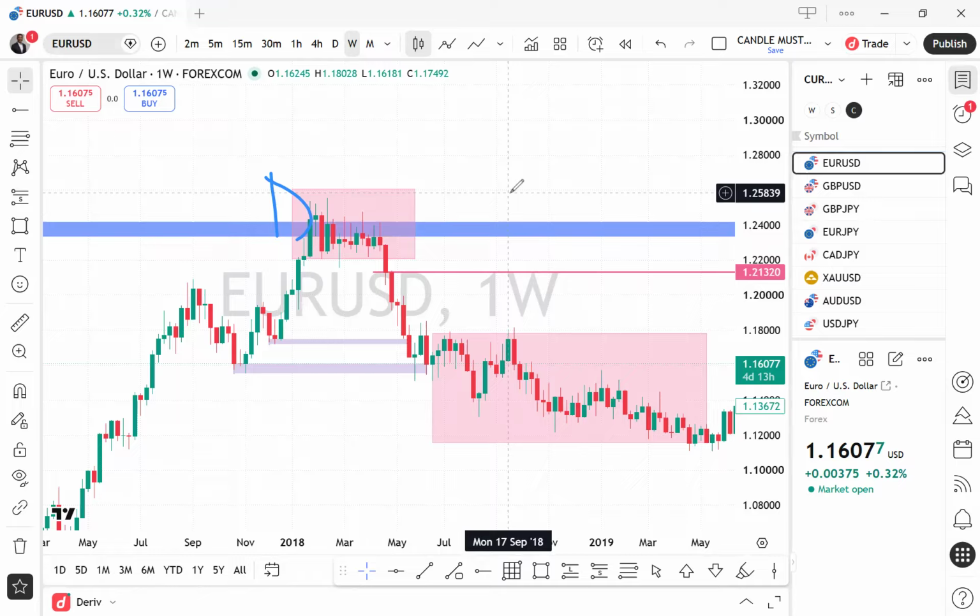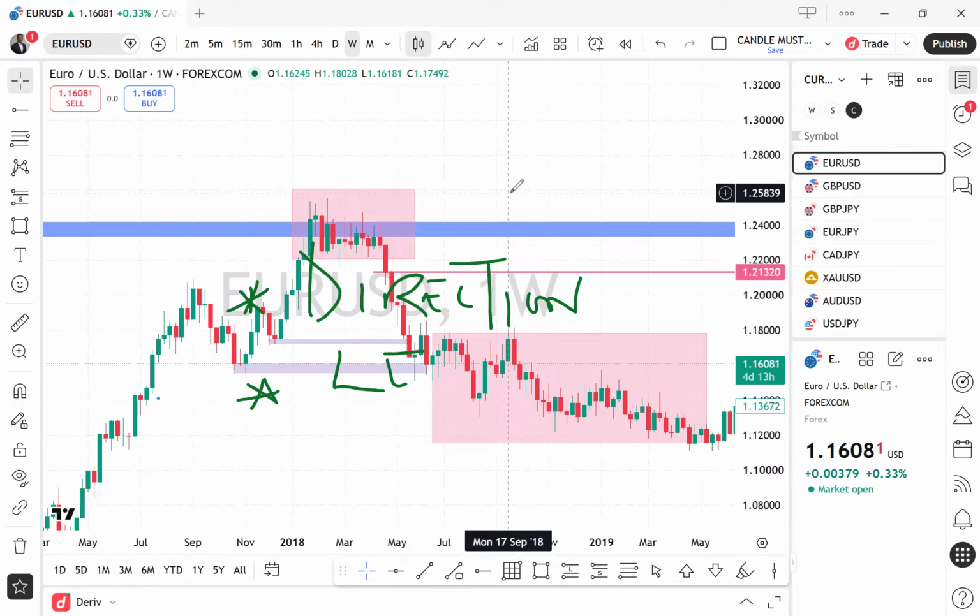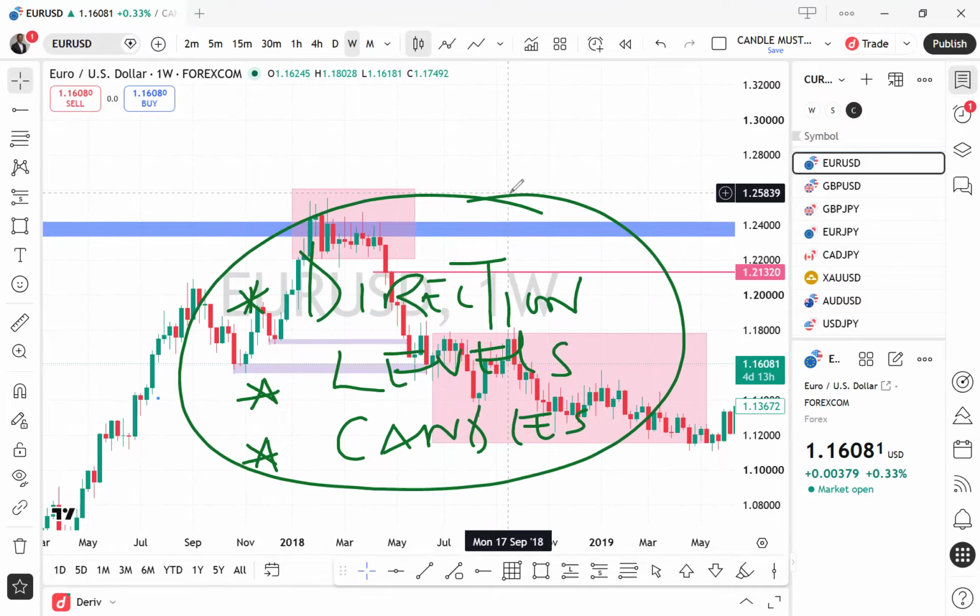Okay, let me change my color to something a little bit deeper. Let's use something like green. In candle must close, we've talked about the direction, very important. We've talked about the levels. You can work through the previous videos. Then we finally spoke about the candles themselves. So these are the key elements that are used when you are trying to use candle must close.